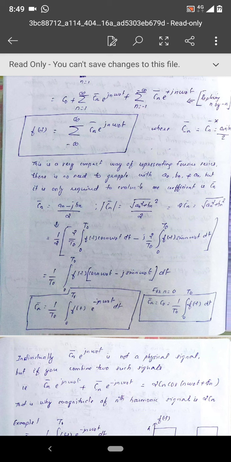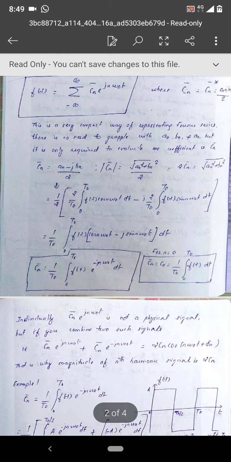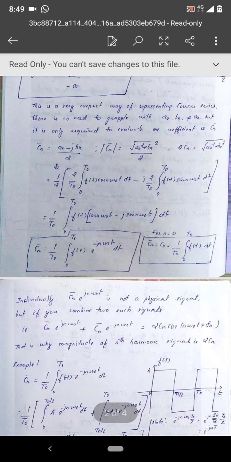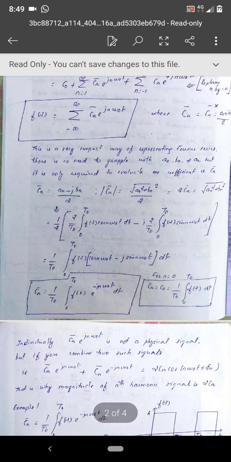So C naught is equal to 1 by t naught, integration from 0 to t naught f of t dt. Now, one thing, this is from the Fourier series. From the Fourier series, f of t is equal to summation from minus infinity to infinity Cn bar e raised to j n omega naught t.